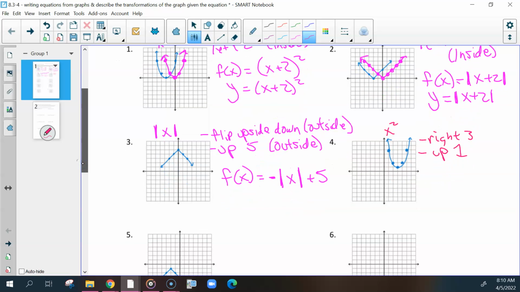Right would be inside or outside? Inside because it's horizontal. And up would be moved up 1, so would that be inside or outside? Outside, yeah. The usual.